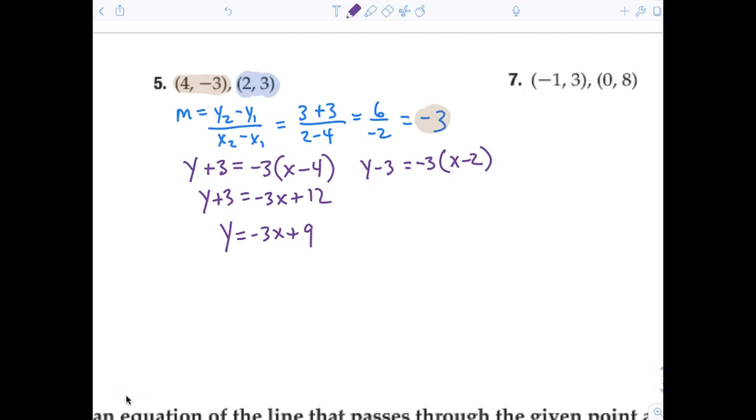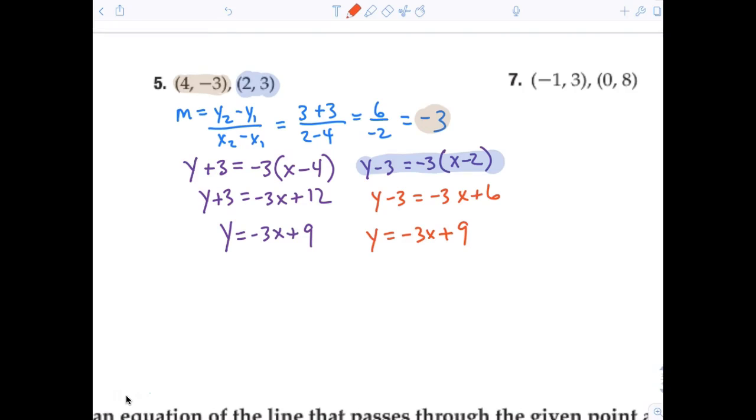Any questions? All right, now on the second equation, I'm going to do the same thing. I'm going to distribute the -3. y minus 3 equals -3x plus 6. And then what do I do? Add 3 to both sides. And look, what do you notice? It comes out to be exactly the same. Everybody see that now? So again, I'm asking you, does it matter what point you use? It doesn't matter what point you use. I will accept both answers.